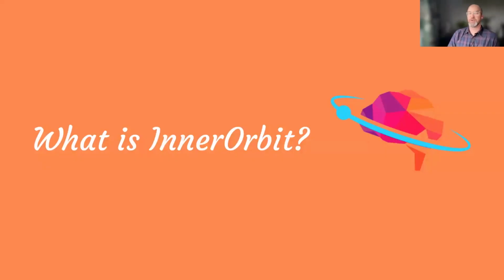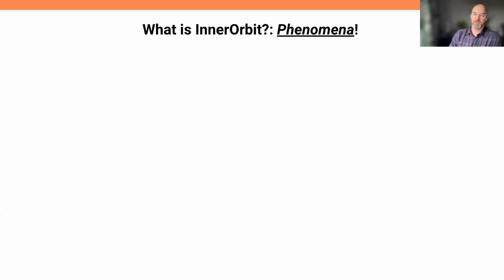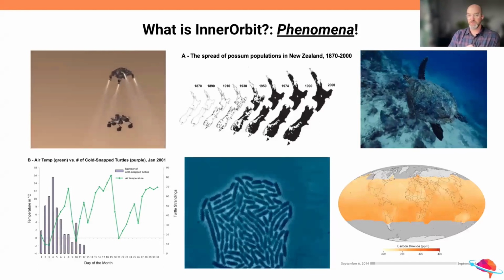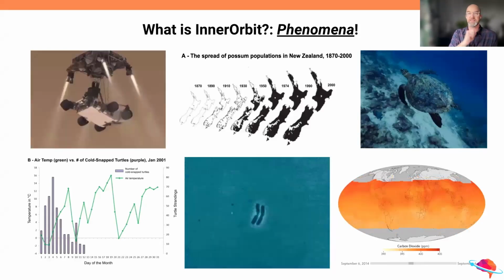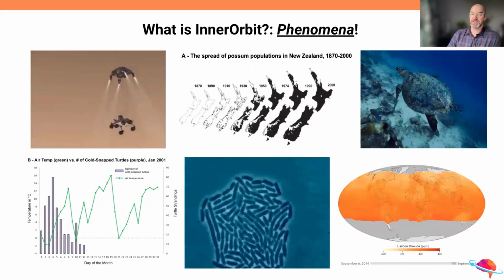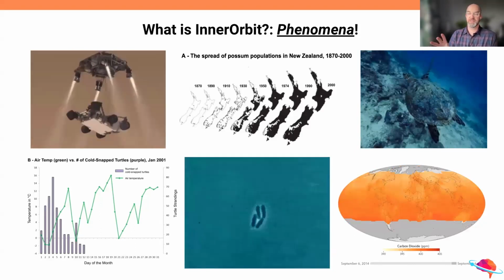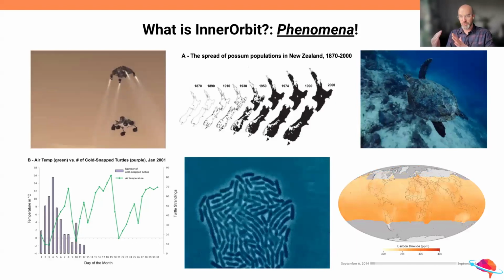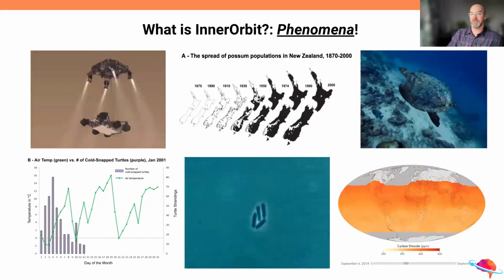In case you don't know what Inner Orbit is, it's a fairly simple platform. What we do is find phenomena for students to take what they learned in class and apply that learning towards something novel and specific. That's real things that happen in the real world, allowing students to make sense of new things.